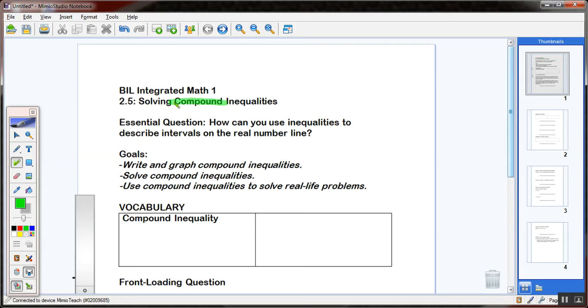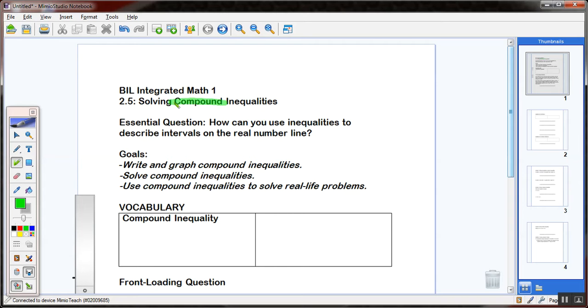How about a volunteer to read that essential question for me? Volunteer to read my essential question today. You got it, Dallas? You always read for me. How can you use inequalities to describe intervals on the real number line? Okay, so inequalities to describe intervals on a real number line.